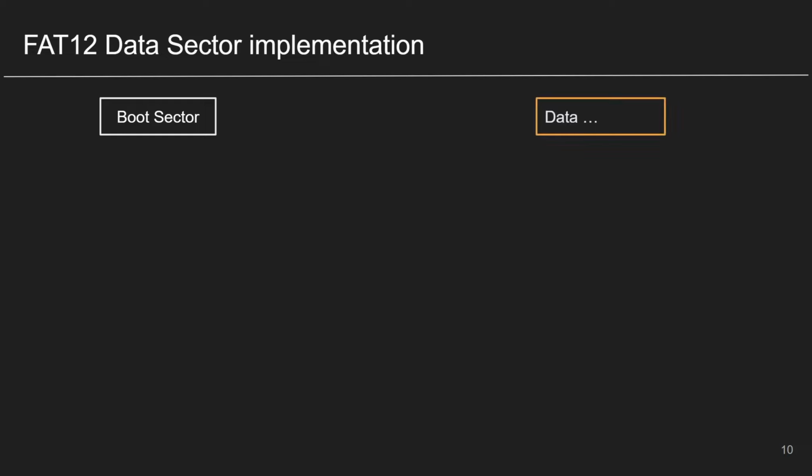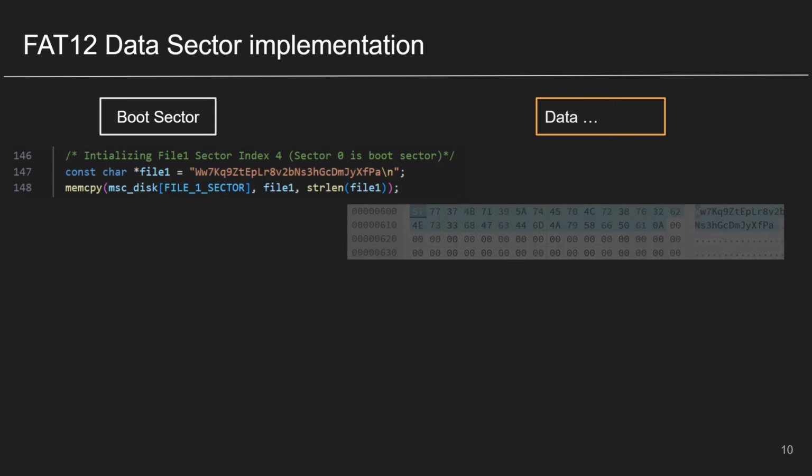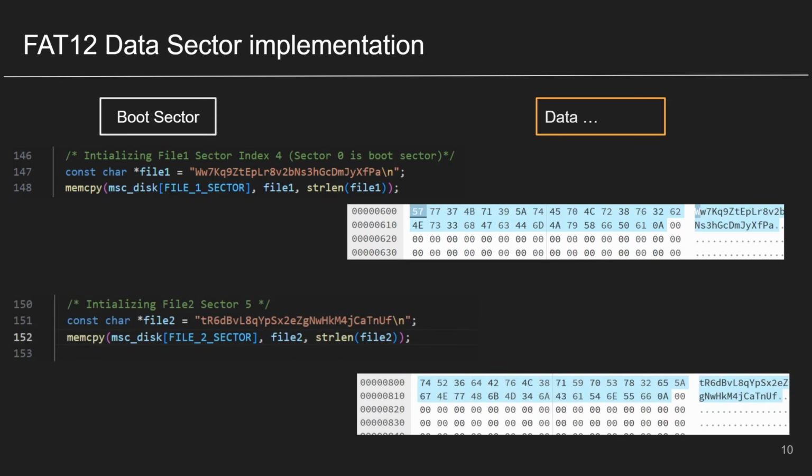Next, we will put some content in our files. This is the easy part. We just memcpy a string into the sector we have designated for file 1 and file 2. Again, the hex dump just shows how our text is written directly to the disk image.